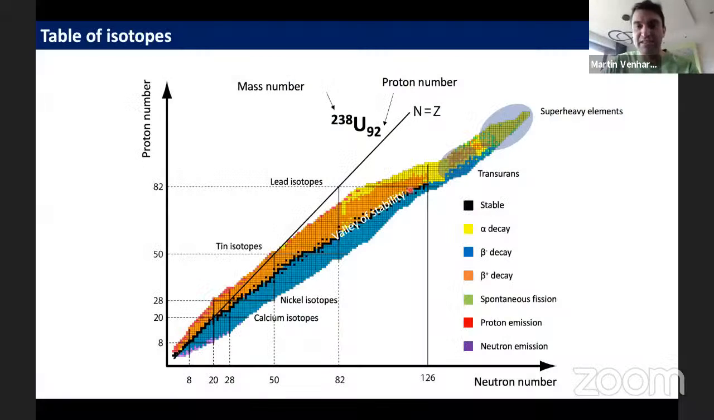Which is called the valley of stability. So these are the stable isotopes. These are the isotopes that form the world that we know. And all the rest of them that are indicated here are radioactive. And various colors mean different types of radioactivities.